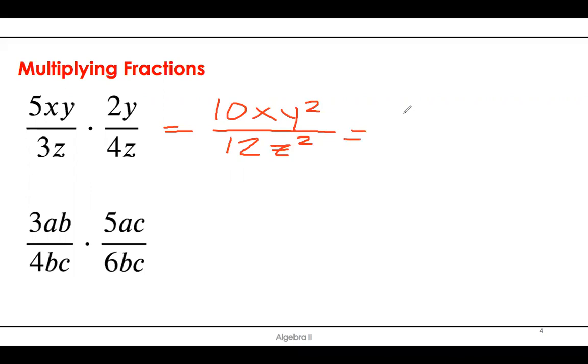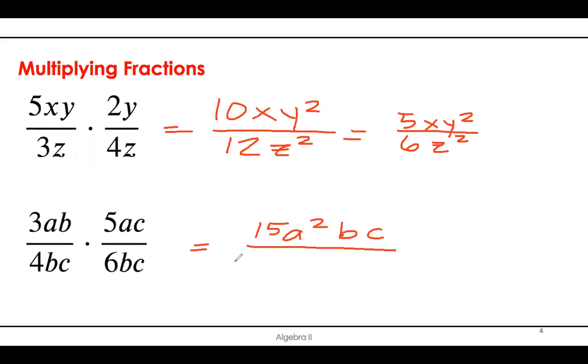2 goes into 10 5 times. Then we have x, y squared. 2 goes into 12 6 times. And then we have z squared. So multiply straight across, simplify. Last one, 3ab times 5ac. 3 times 5 is 15. A times a is a squared. Then we have a b and a c.